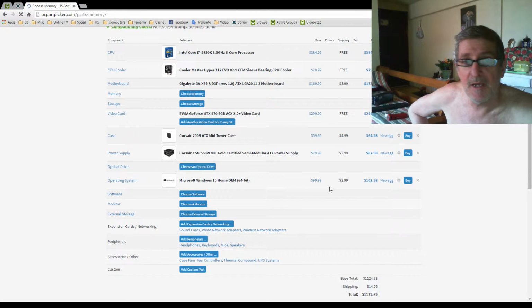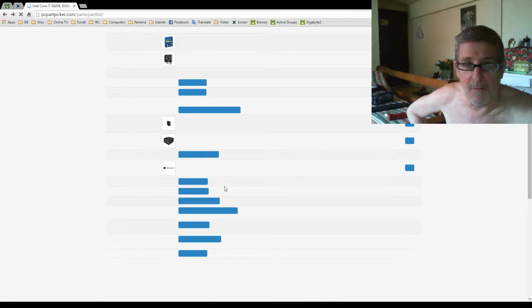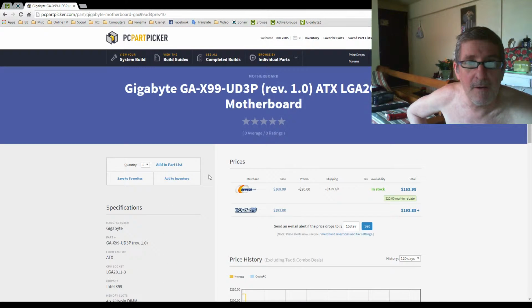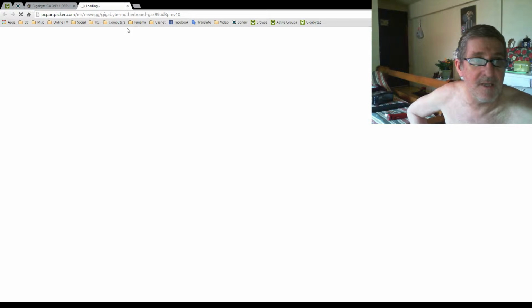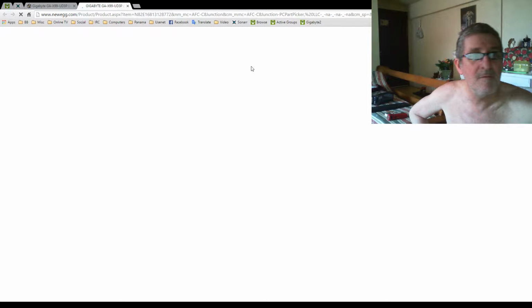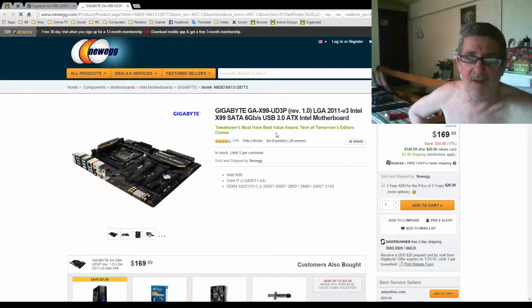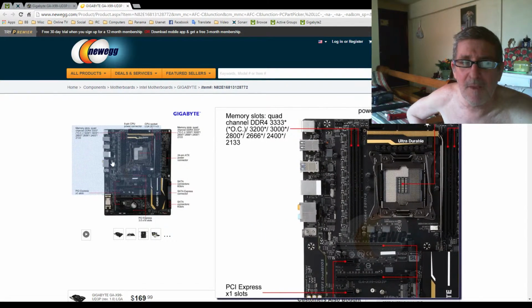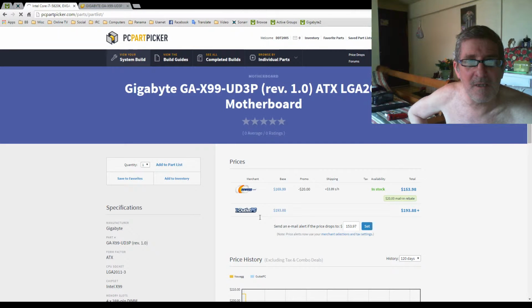We need memory. Two by eight. I need to check that motherboard, see how many memory slots it's got. It'd be helpful if I could see a picture of it. Let's go to the Newegg site and take a look at it. This has the TweakTown Must Have Best Value Award. It's got four slots. So, go back over here. Go back to the system build.